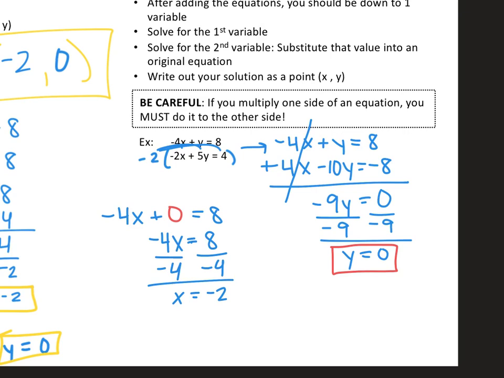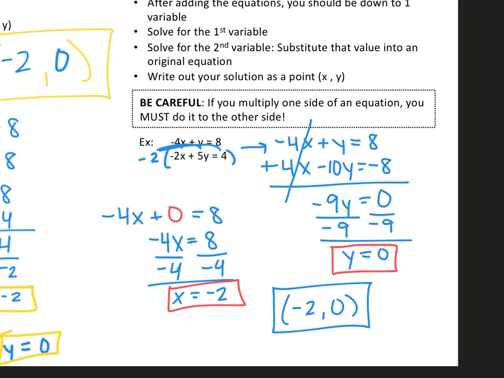So our answer then is made up of both of these because we're looking for the point at which they intersect. And so you want to do an x comma y. So our x is negative 2 and our y is 0. So these lines, or this system of equations, the solution is negative 2 comma 0.